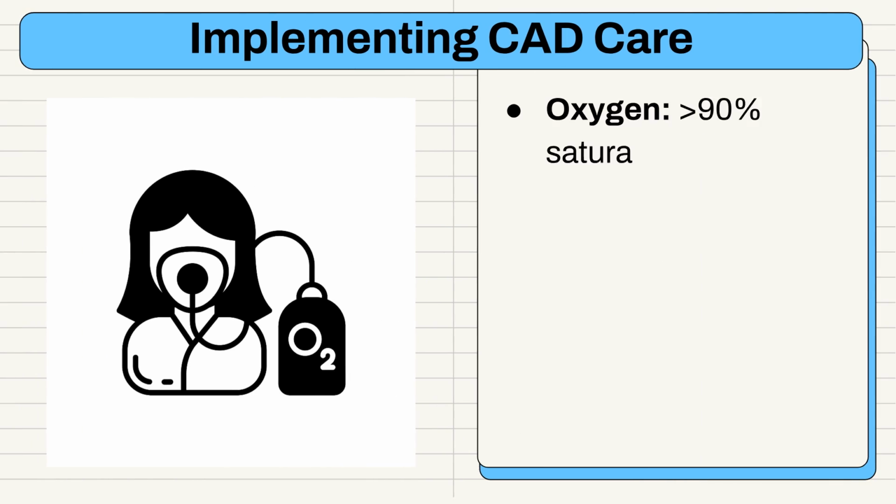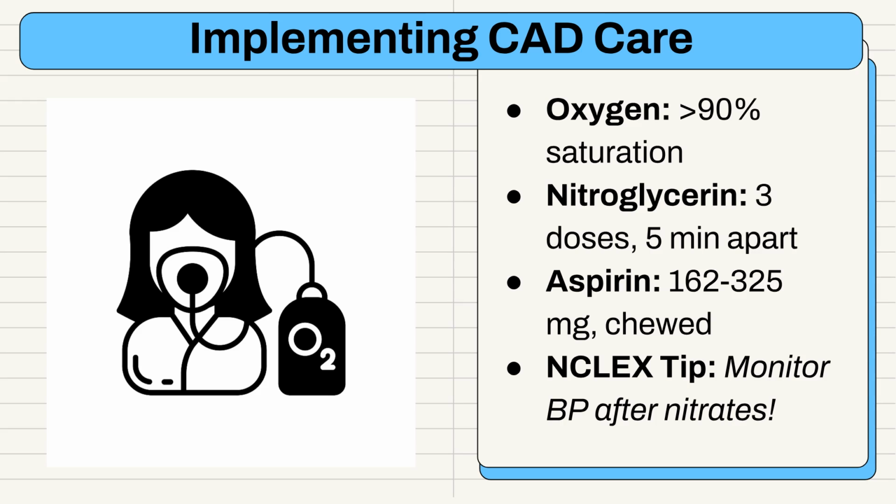Time for implementation. We start with oxygen therapy to maintain saturation above 90%, especially if John's hypoxic. Administer sublingual nitroglycerin for angina, up to 3 doses, 5 minutes apart, and monitor for hypotension. Aspirin, chewed at 162 to 325 mg, is a lifesaver for acute chest pain. We also give morphine for pain relief, watching for respiratory depression.